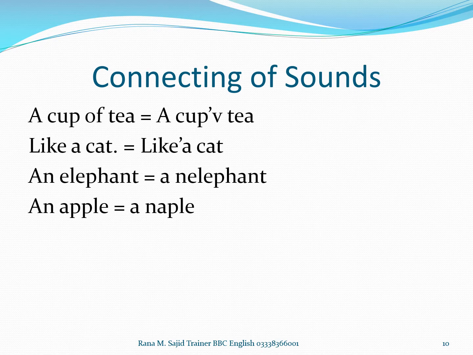Now let's see what connecting of sounds is. So here in the first example we have a cup of tea, right? So a cup of tea is actually pronounced as, or it is said as, "a cu-pof tea." So in cup of, the sound of o has been removed from here, and the sound of p has been connected with the sound of v, that is the sound of the word of. From the word of, the o sound has been removed and the sound of v has been connected with p, so that is why it becomes "a cu-pof tea."